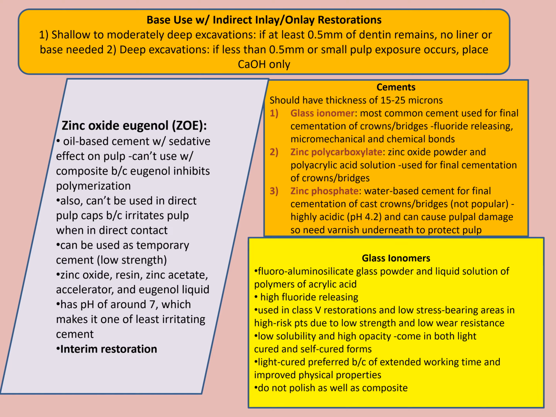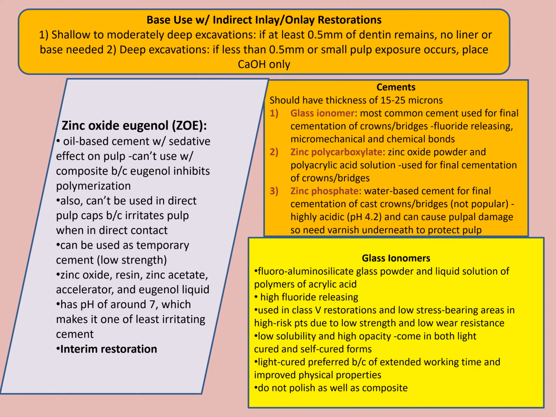So GIC is fluoroaluminosilicate glass powder, with liquid of polyacrylic acid. Having fluoride, it has an anti-cariogenic property. And glass ionomer bonds chemically to the tooth structure. We have the self-cure as well as light cure form. Although they are tooth colored, they do not polish as well as composite. They're used mainly in class 5 where there's a low stress bearing area, low solubility. It doesn't have as good strength as your amalgam or composite. Mainly for class 5 we can use it.